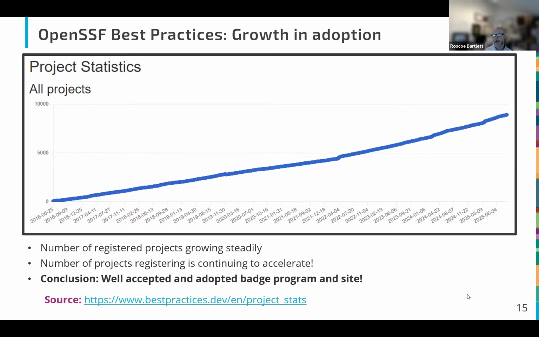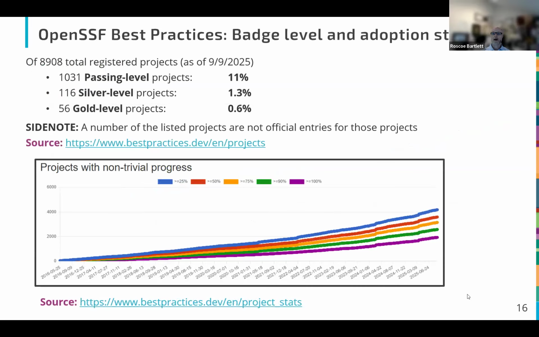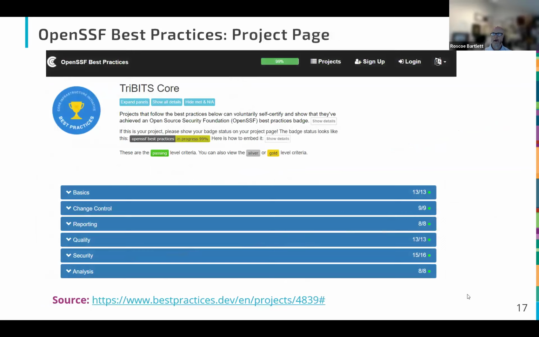And the projects themselves have been very static over the years. They really have not changed, which I think is a really good testament to the fact that they did a good job of putting those together. So here's a breakdown in terms of those 8,900 projects, how many are passing, about 11%. And then about 10% of those go on to silver, and then about half of those go on to gold. So, yeah, there's not a lot of gold projects out of that.